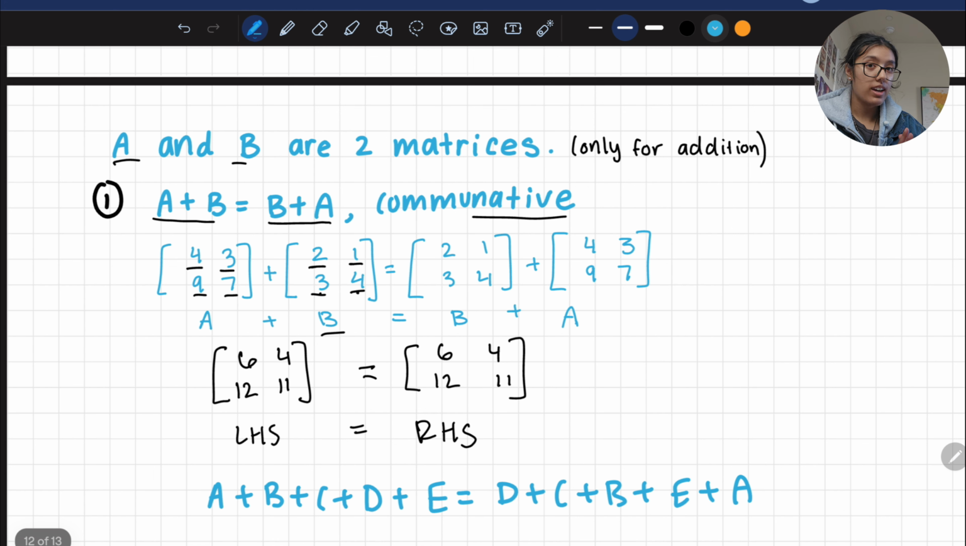So just wanted to point that out. You don't only need to have two matrices. You can have as many matrices as you want. It's still going to be commutative if you add those matrices together.